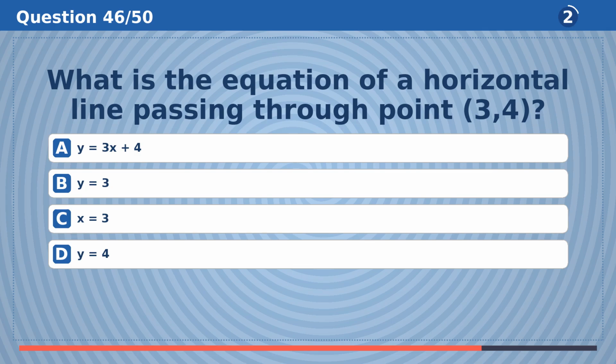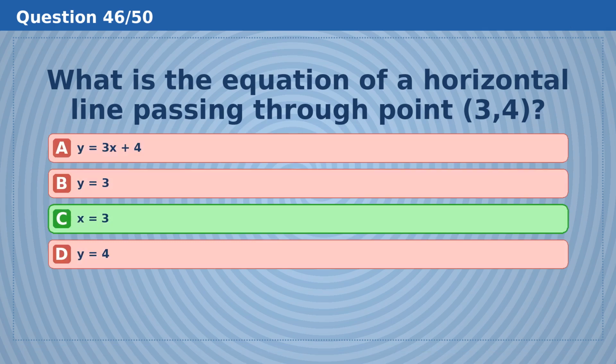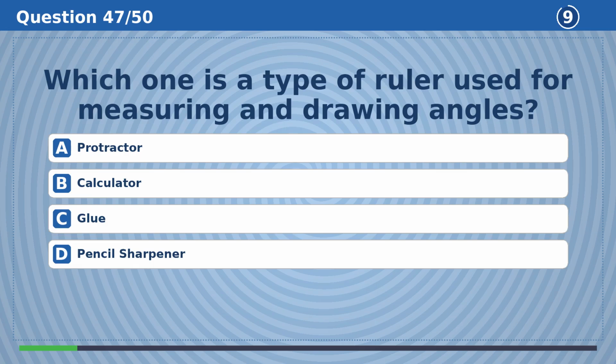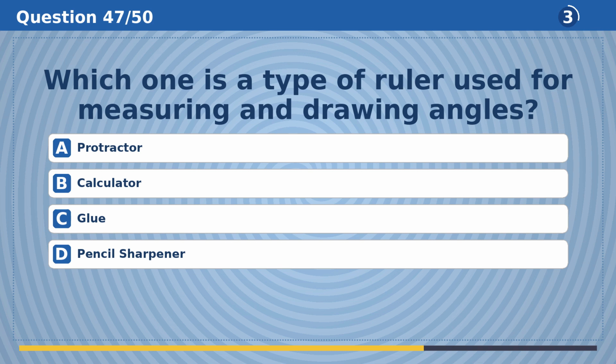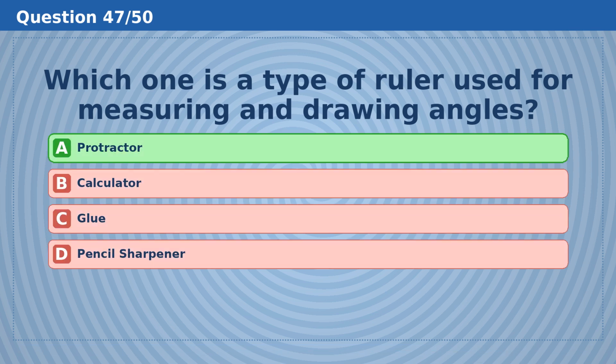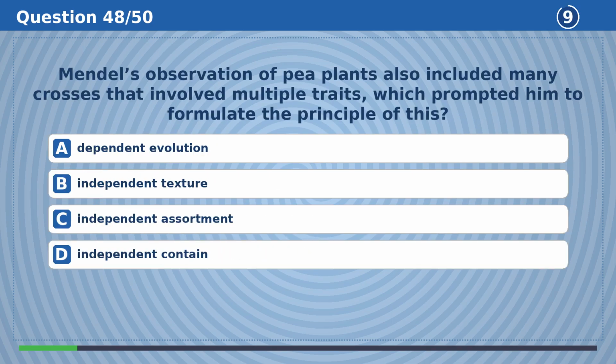What is the equation of a horizontal line passing through point (3, 4)? The answer is C, x equals 3. Which one is a type of ruler used for measuring and drawing angles? The answer is A, protractor.